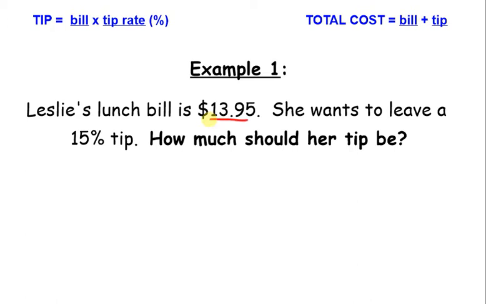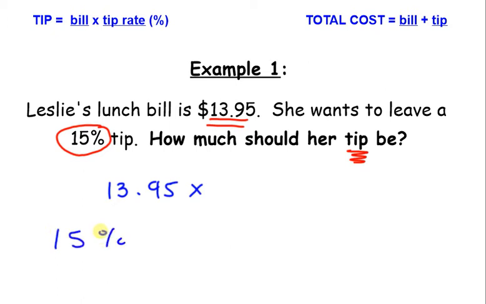Okay, so example number 1. Leslie's lunch bill is $13.95. She leaves a 15% tip. How much should her tip be? So it's important to note that the question is asking how much the tip should be, not how much the total cost should be. So in your calculator, I want you to do 13.95 times, now we need to do 15%, and just like discount, we need to move that decimal back 2 spots. So times 0.15.